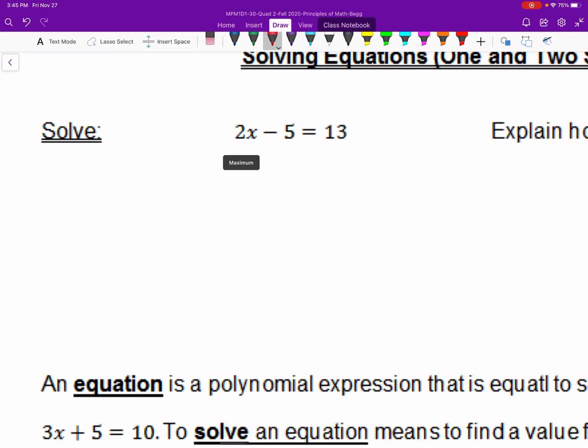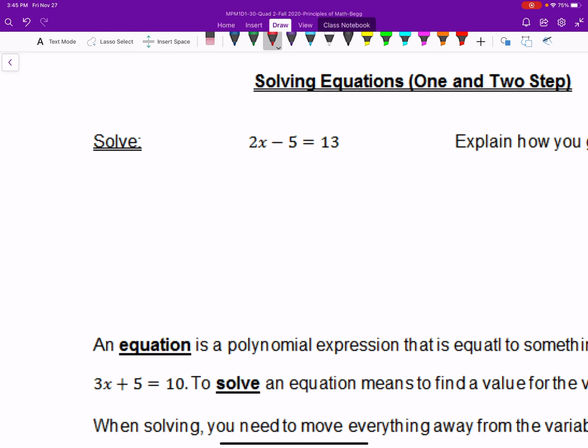So in this case, we have 2 times x minus 5. The 13's on the other side, so we don't have to do anything to get it away from the x. But we're trying to move these numbers away from the x. So I want to get rid of this 2 that's multiplied by the x, and I want to get rid of this negative 5 or this minus 5 that comes after it. The way I do it, following correct order of operations, is I do the opposite operations, but I have to do them in the opposite order of operations as well.